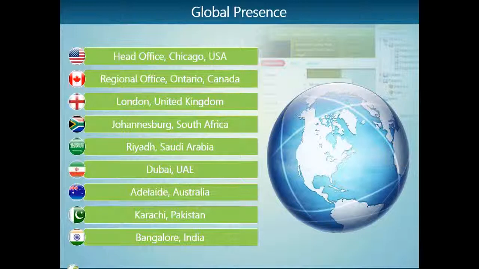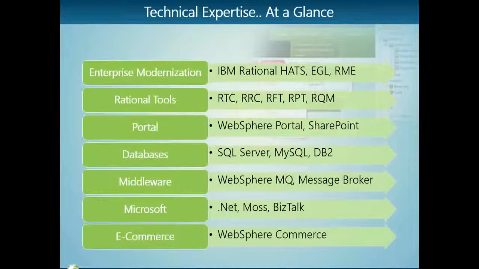Here is our brand portfolio. As you can see, we have covered all the possible bases with our solutions, from enterprise modernization to database servers. In enterprise modernization, we have IBM Rational HATS. In databases, we have SQL Server, MySQL, DB2. We also have Oracle in our repository. And then in e-commerce, you can see we have WebSphere Commerce. In Microsoft, we cover almost all their solutions. So basically, it's a comprehensive coverage of every possible IT need of a customer.